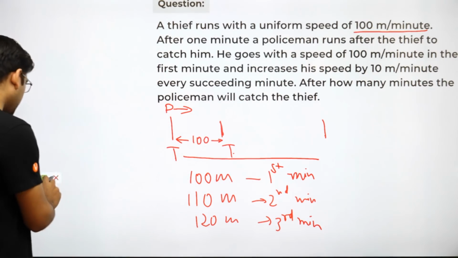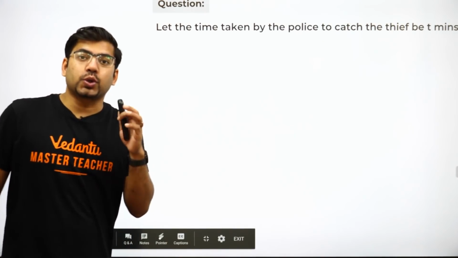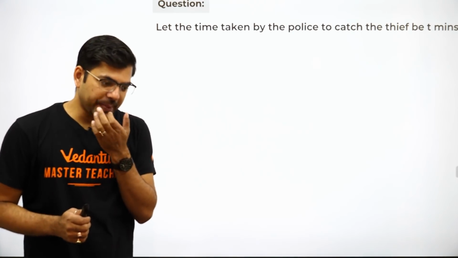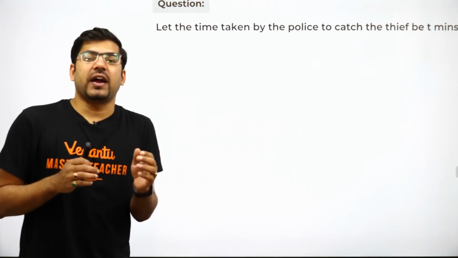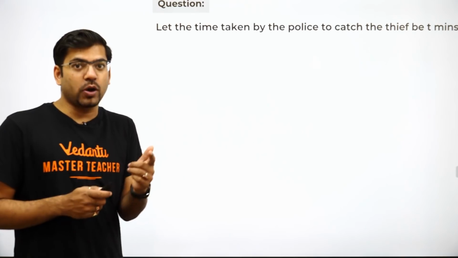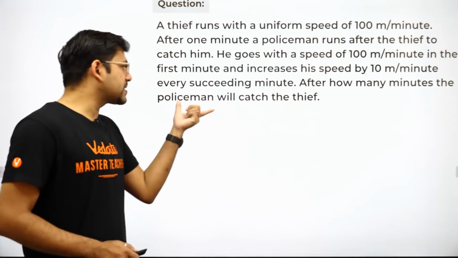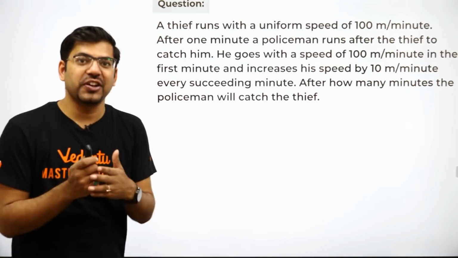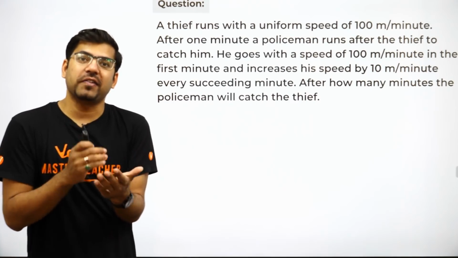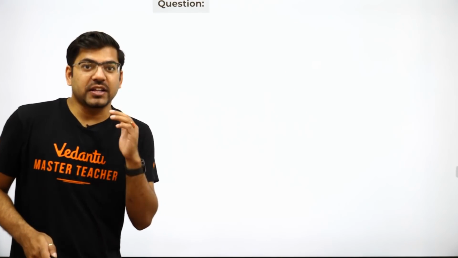So now let's see how this question is going to be solved. Let the time taken by the police to catch the thief be t minutes. Why am I saying this? Say for example, the police will catch the thief and it will take some time, so I have assumed that time as t minutes. Why have I assumed this time? Because in the question we were asked after how many minutes the policeman will catch the thief. So if the policeman will catch the thief, that time has to be found, so we assume that time to be t. Now the policeman will catch the thief in t minutes.